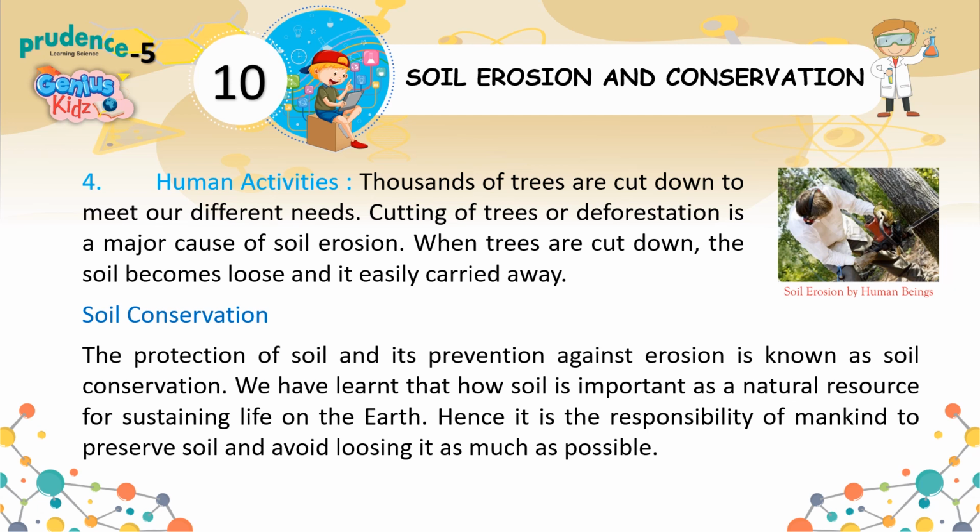4. Human activities. Thousands of trees are cut down to meet our different needs. Cutting of trees, or deforestation, is a major cause of soil erosion. When trees are cut down, the soil becomes loose and is easily carried away. Soil conservation. The protection of soil and its prevention against erosion is known as soil conservation.